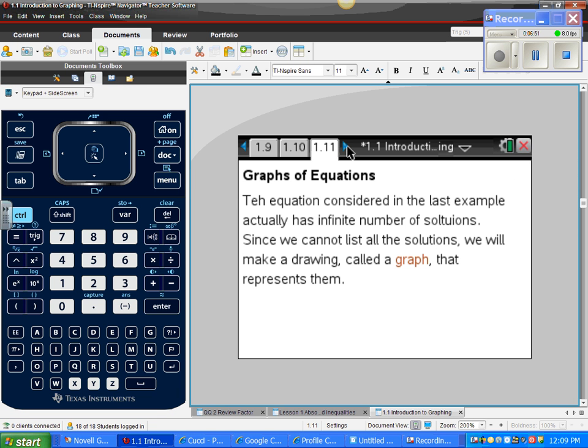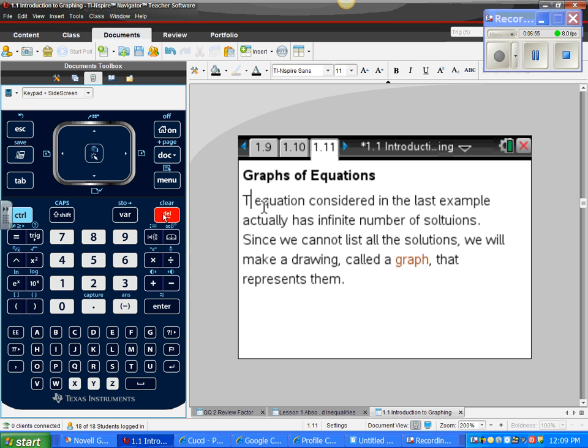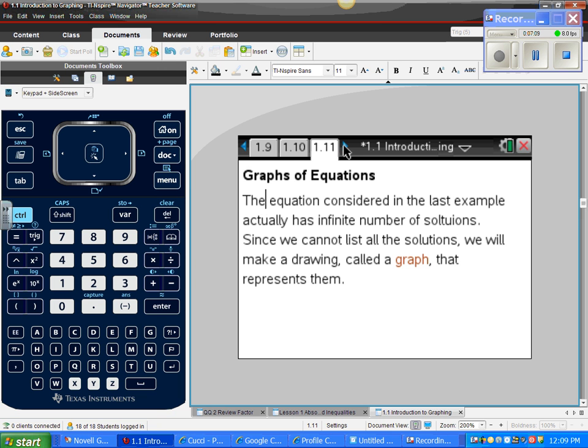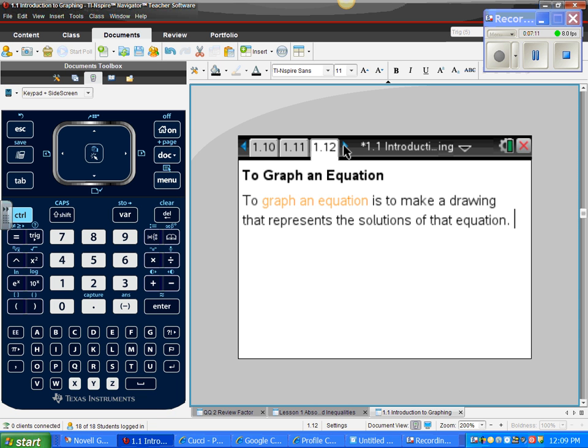Okay, next page. Graphs of equations. I have all sorts of spelling errors, I apologize. The equation considered in the last example actually has an infinite number of solutions. Since we can't list all of the solutions, we make a drawing. Call that drawing a graph, and that's how we represent them. To graph an equation is to make a drawing that represents the solutions of the equation.